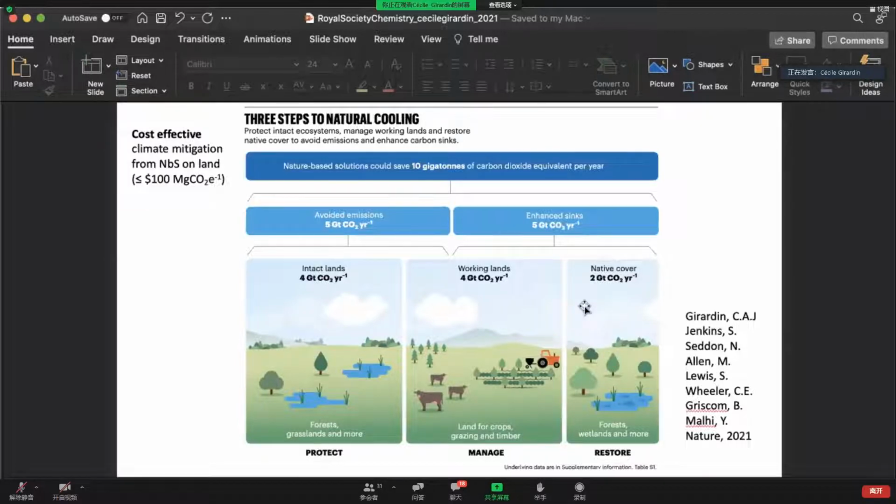By shifting to more climate smart, nature positive practices, we will enhance sinks and avoid emissions from these working lands, and that's 40% of the climate mitigation of nature-based solutions. The rest, 20%, comes from restoring native covers, so restoring ecosystems. Again, we're talking about forests as well as wetlands, grasslands, savannas, peatlands and more. So the priorities really are to protect our intact ecosystems, to better manage our working land, and to restore ecosystems to support the mitigation potential of nature-based solutions.